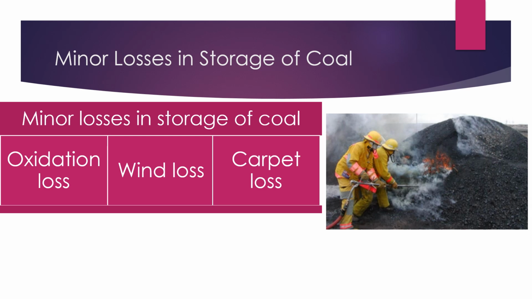The third type of loss is carpet loss. Carpet loss is the loss of material stored on unprepared ground. The soil and clay matter mix up with coal and some quantity of coal is lost by this. 1% oxidation of coal has the same effect as 1% ash in coal. Wind loss may be considered as 0.5 to 1% of the total loss.